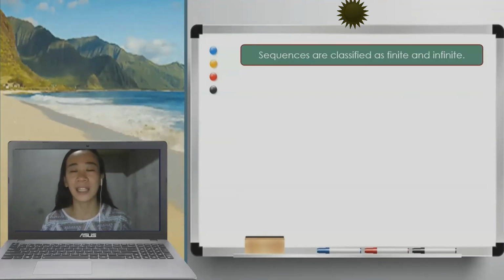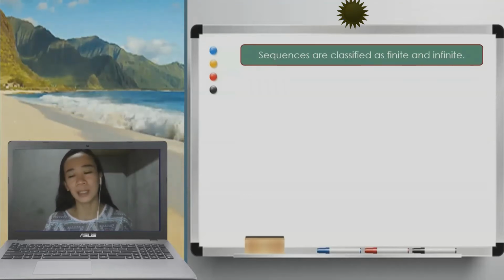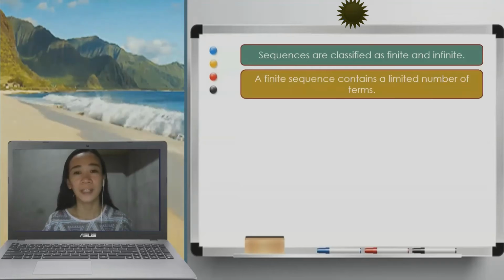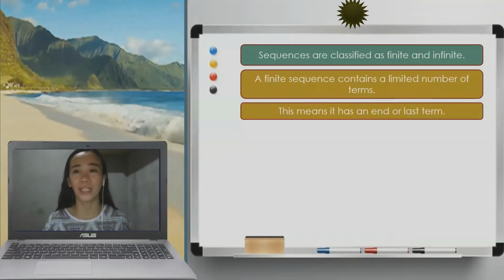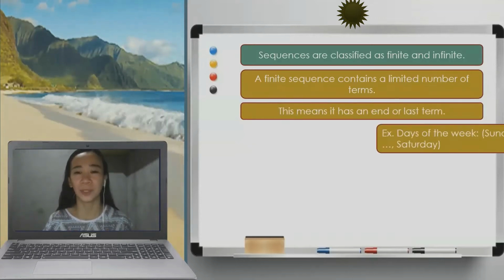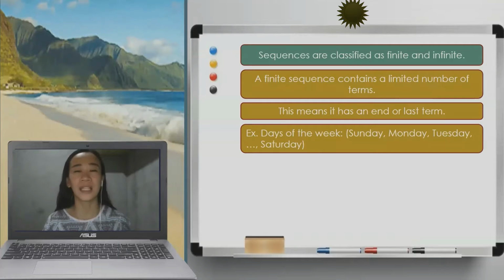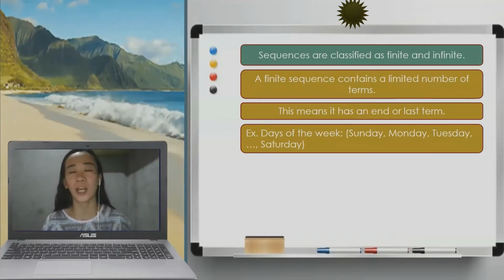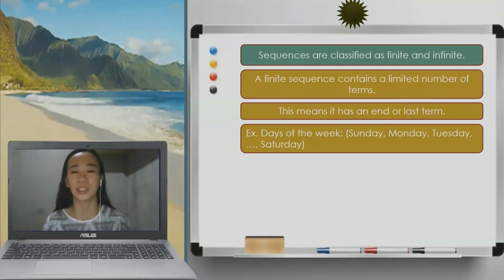Sequences are classified as finite and infinite. What do we mean by finite and infinite? A finite sequence contains a limited number of terms. This means it has an end or it has a last term. For example, days of the week: we have from Sunday, Monday, Tuesday, up to Saturday. It ends at Saturday. We only have 7 days of the week.